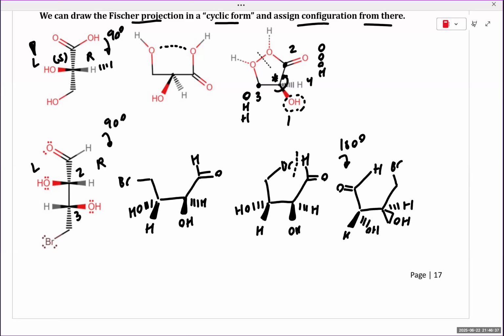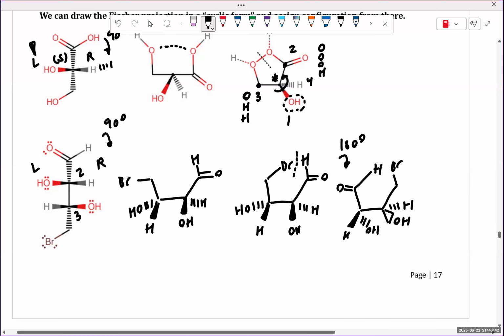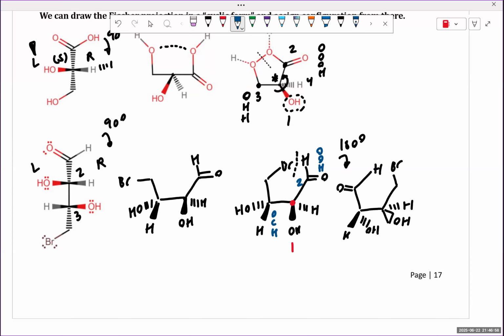From here, we can assign the configuration at each stereocenter. So in this case, looking at this carbon, oxygen's priority 1. Looking at this carbon up top, it's attached to 2 oxygens and a hydrogen. This carbon's attached to an oxygen, a carbon, and a hydrogen. So this group's priority 2, this group's priority 3. Tracing, this gives us a counterclockwise. So this first center would be S.